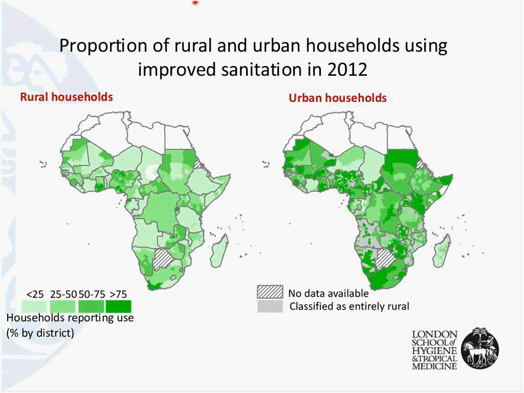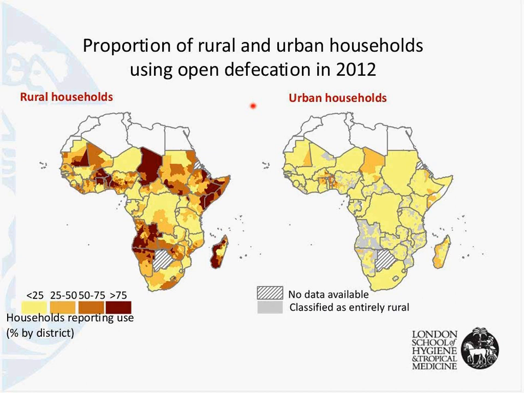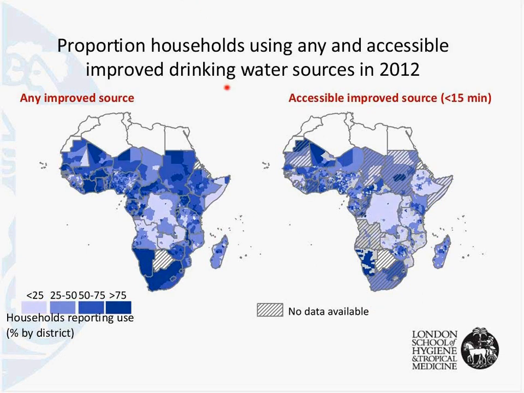Another indicator that we chose was open defecation. This might be more relevant to some of the NTDs. And the results here are even more pronounced in terms of the variation within countries and also between countries. One thing we chose to look at for drinking water was the standard indicator, which is used by the Joint Monitoring Programme. So that's households reporting any improved source of water. It doesn't matter how far away that water source is. And this shows the distribution here by district.